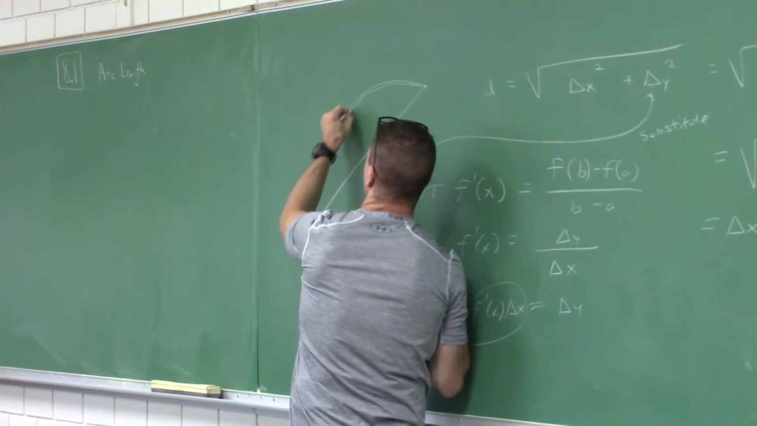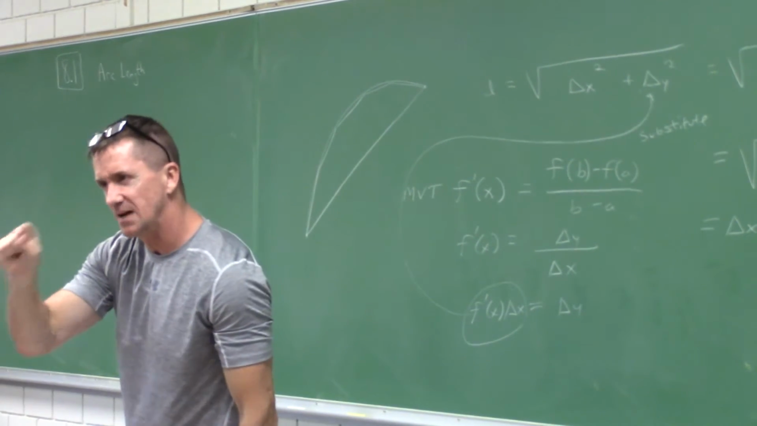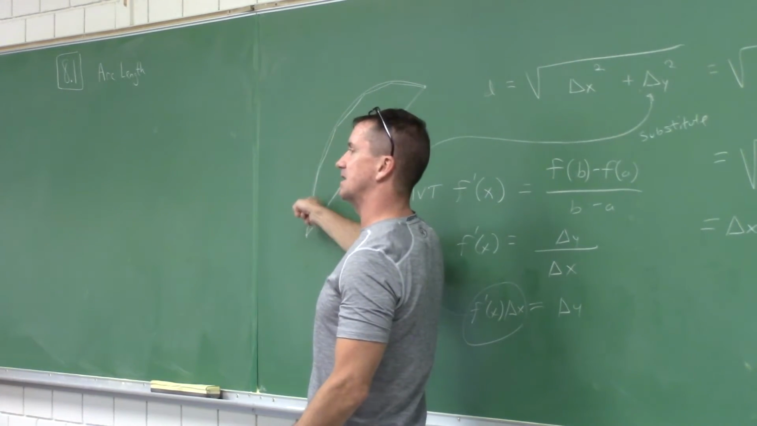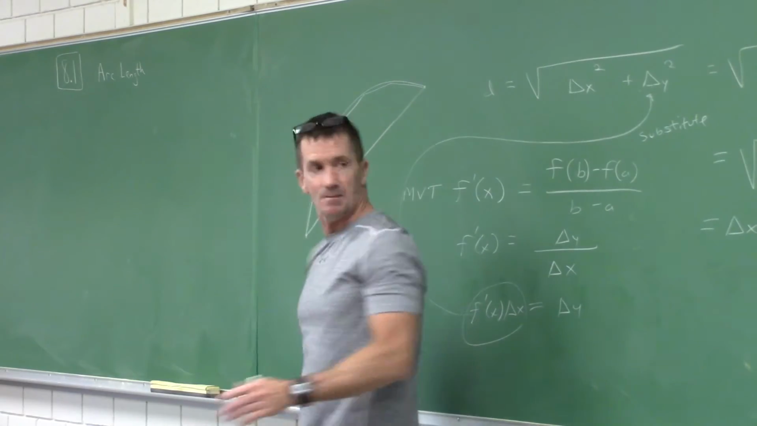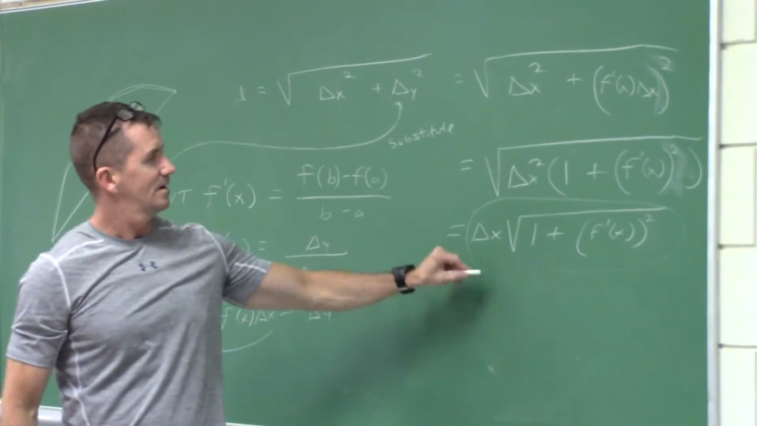Here to here, here to here. That's just representing one of these infinitely small segments, true? We need an infinite sum, the limit as n approaches infinity. So to come up with the formula, I'll take this right here, all that right there.